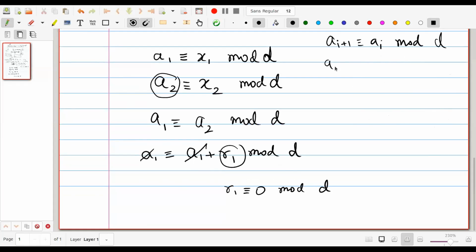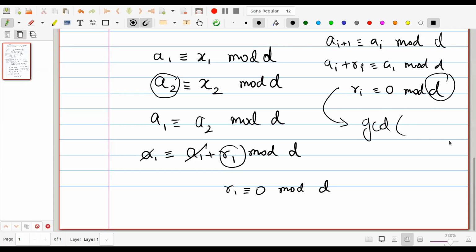And then I will have Ai plus Ri is equivalent to Ai mod D. So that will give me Ri is equivalent to 0 mod D, right? So what I get is a bunch of alternate differences, which are equivalent to 0 mod D. So this further means that the number D has to be the greatest common divisor of all those differences, right?